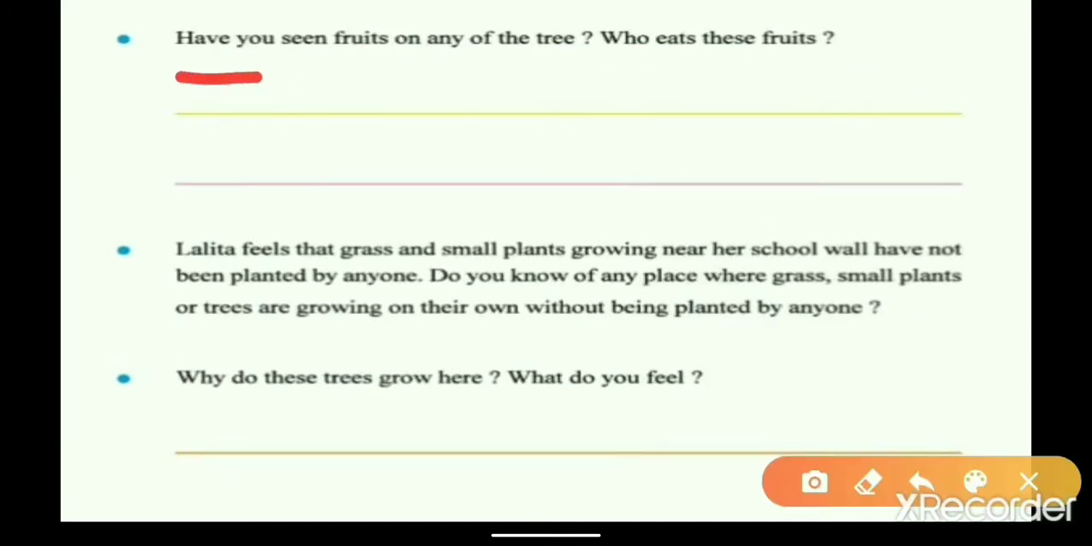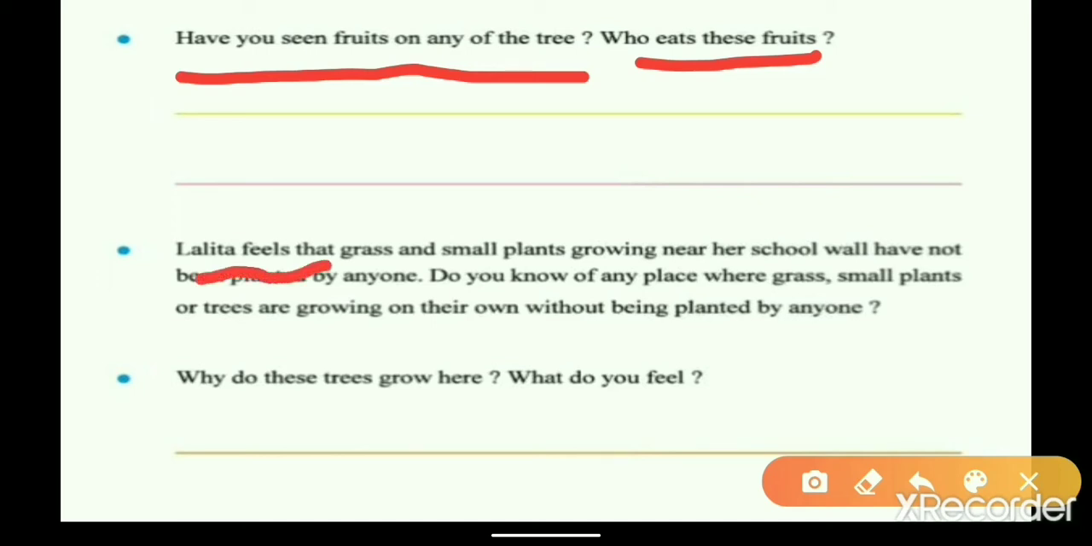Have you seen fruits on any of the trees? Who eats this fruit? Yes, we have seen fruits. Who eats those fruits? Some birds eat, animals eat, or we all eat.